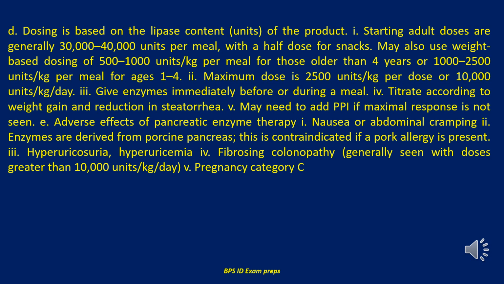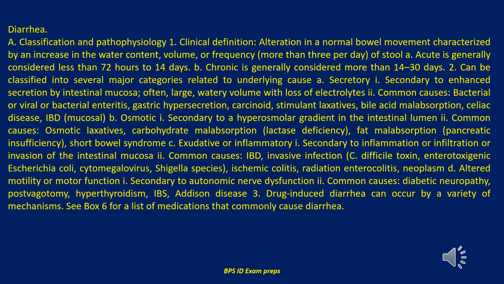2. Enzymes are derived from porcine pancreas. This is contraindicated if a pork allergy is present. 3. Hyperuricosuria and hyperuricemia. 4. Fibrosing colonopathy, generally seen with doses greater than 10,000 units per kilogram per day. 5. These products are pregnancy category C. We will now progress to diarrhea.